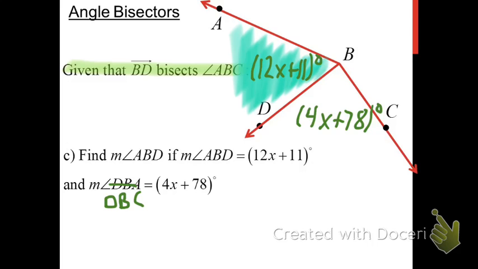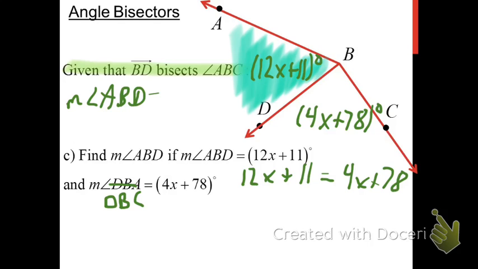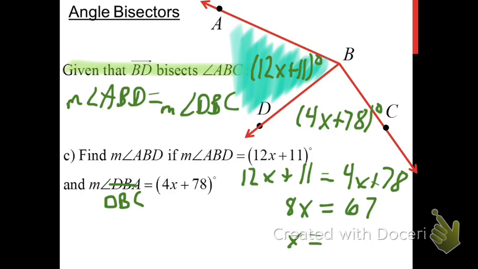Okay, now the measures of those two angles have to be equal because of the angle bisector, and so we're simply going to set those equal to one another. 12x plus 11 equals 4x plus 78. Just another way of saying that the measure of angle ABD is equal to the measure of angle DBC. So let's subtract 4x from both sides. That'll give us 8x. 78 minus 11 is going to give us 67. And so we're going to get x is equal to 8 3/8, so 8.375.